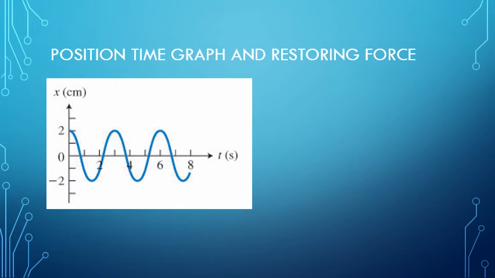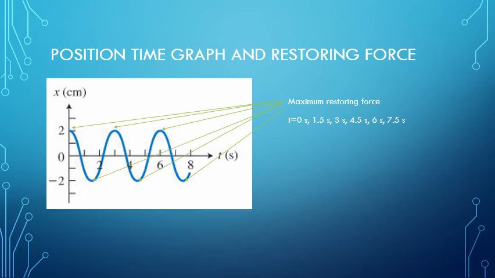Okay. Now, again, finding restoring force. Now, we said the most restoring force happens when the spring is the most stretched out. So that should happen at the ends. Okay. So you can see that happens at the top end. It also happens at the bottom end. All those points have restoring force. If I wanted to write down the times when those happen, I'd write down 0 seconds, 1.5, 3, 4.5, 6, and 7.5 seconds. All of those times are times when the maximum restoring force occurs.